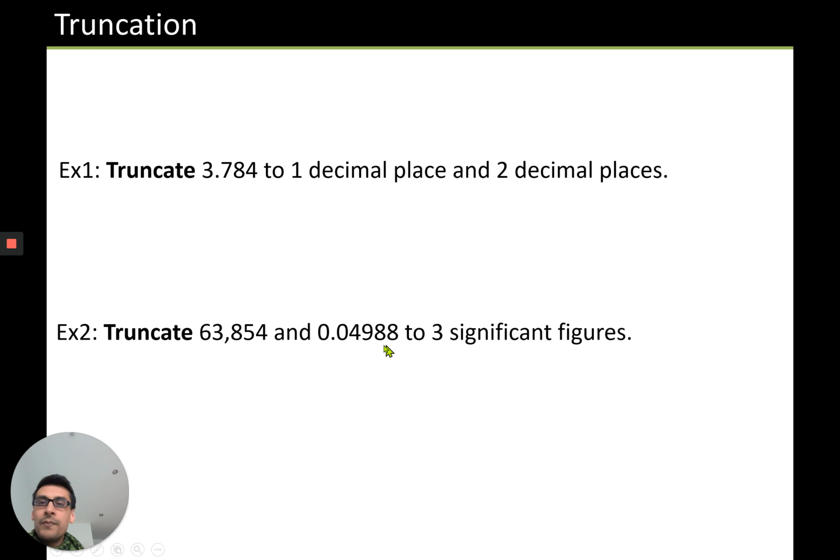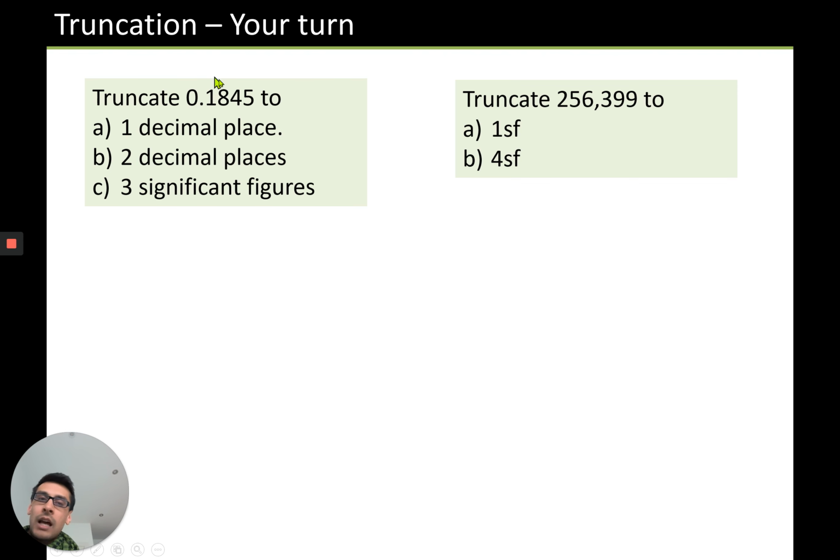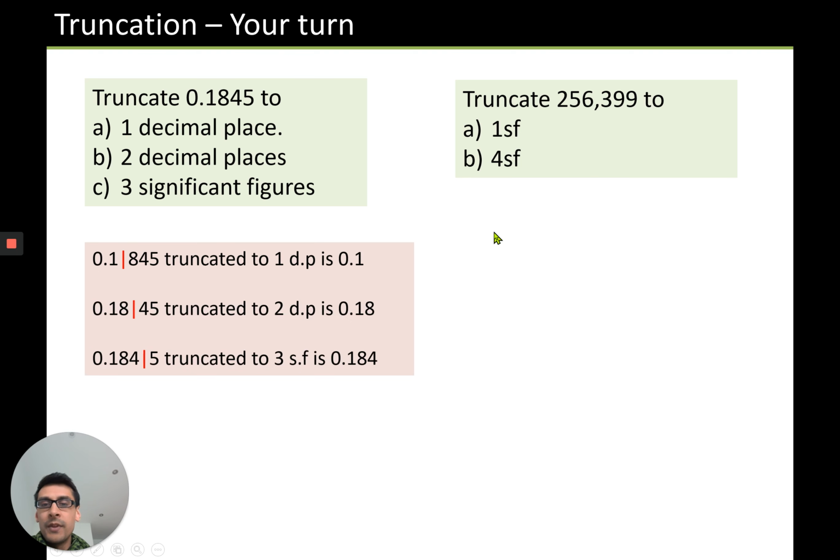Okay, so that's just typed up for you. If you want to pause the video, you can read it up again on here. Have a go with these 5 parts. So question 1 and question 2. Pause the video now. Okay, I'm going to go through the answers now. So you should have got the following.